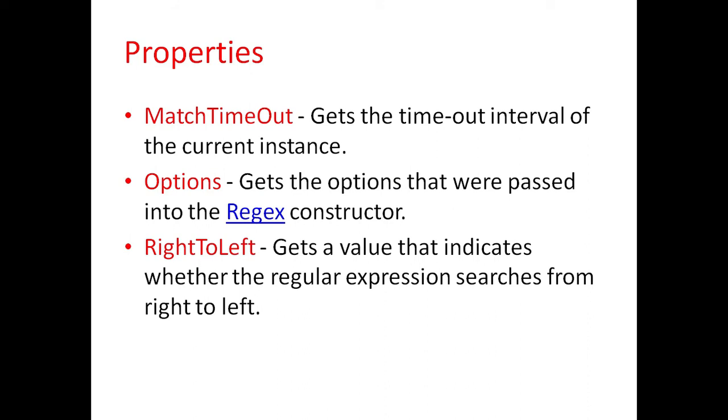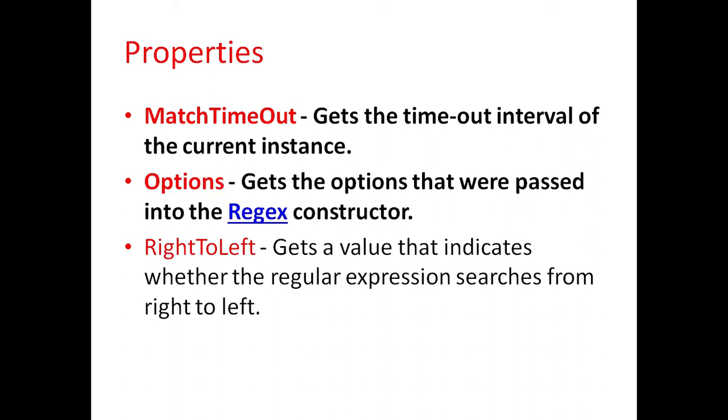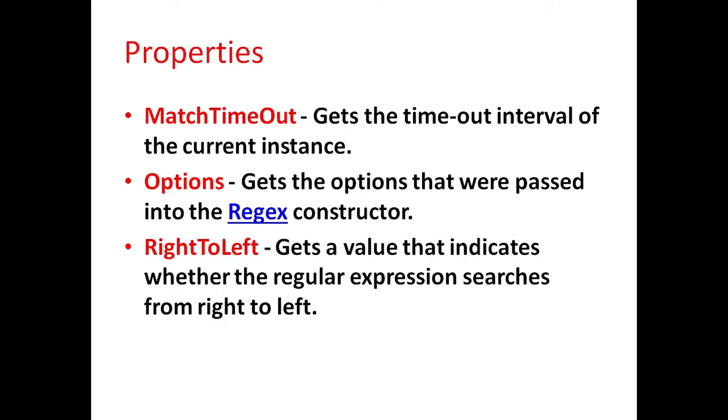Different properties for regular expressions are MatchTimeout, which is used to get the timeout interval of the current instance. Options is used to get the options that were passed into the Regex constructor. RightToLeft property is used to get a value that indicates whether the regular expression searches from right to left.